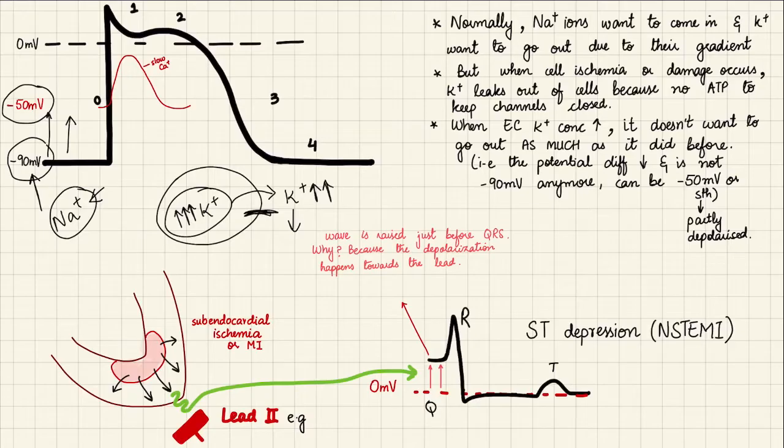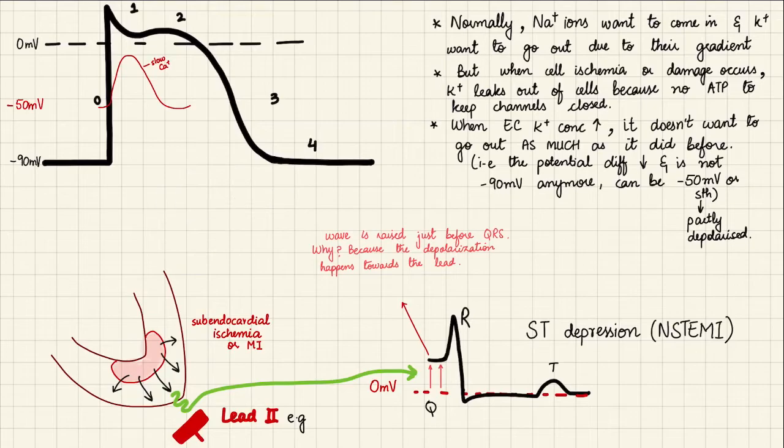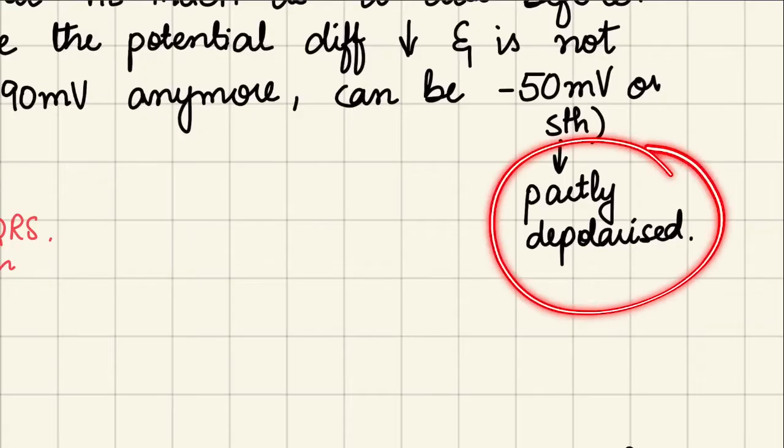So in the damaged myocardial cell, we have this action potential. Now you can see the difference between this and this. With that in mind, let's see the ECG. We now know that the resting membrane potential in the damaged or ischemic myocardial cell is not minus 90 anymore, it is minus 50. It is more positive, which means it is already partly depolarized.